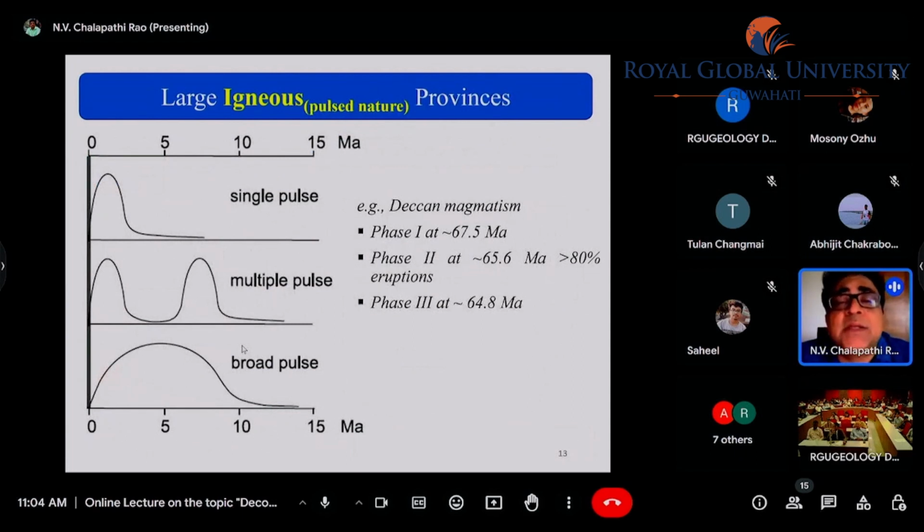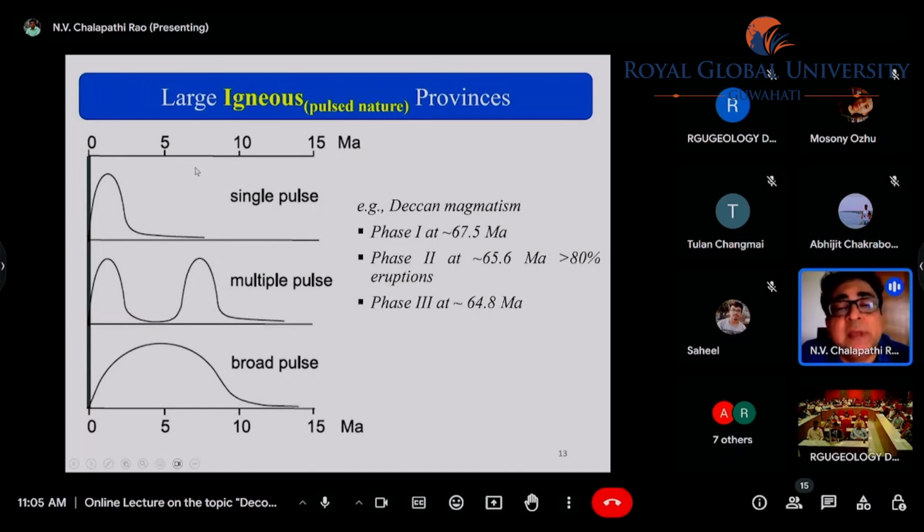Coming back to large igneous provinces, as I told you, what is the age of the Deccan Traps? If somebody asks you and you say 65 million years, it is not really true. 65 million years is the time span in which the bulk of the Deccan Traps erupted. But if you see the available ages, you will find the first phase started at around 67.5 million years. Later a second phase started, where 80% of the eruptions happened, and there is a waning phase at 64.8 million years. So large igneous provinces apparently are pulsed in nature.